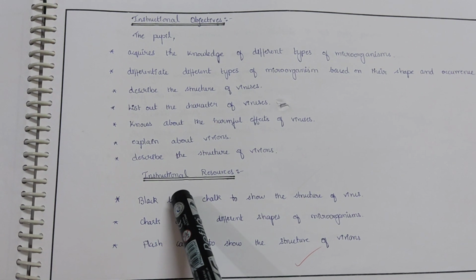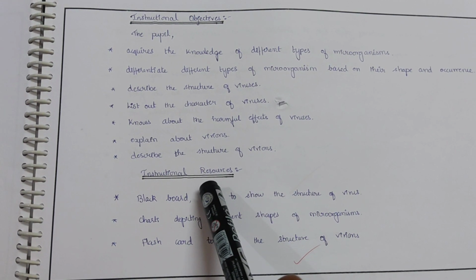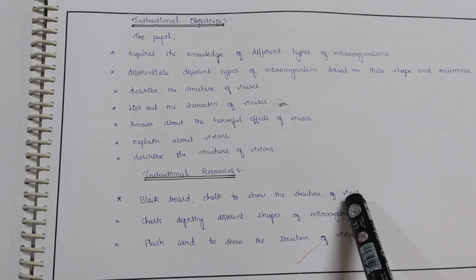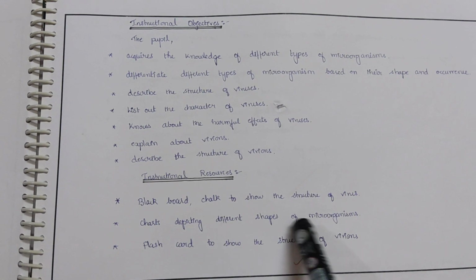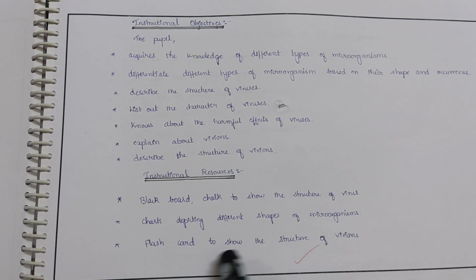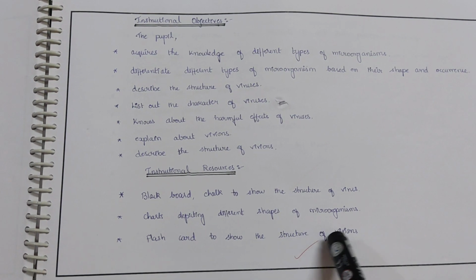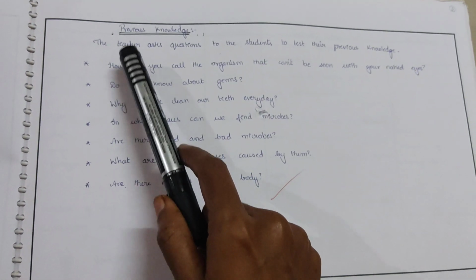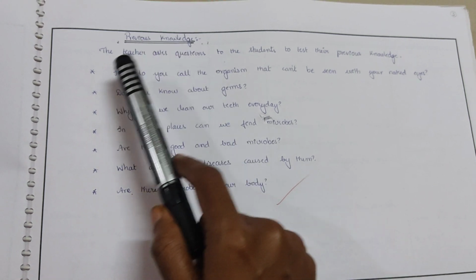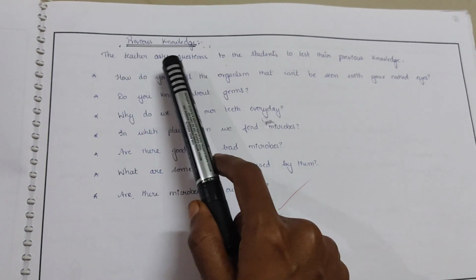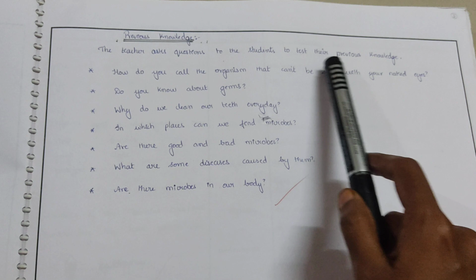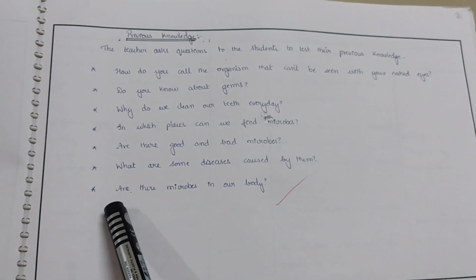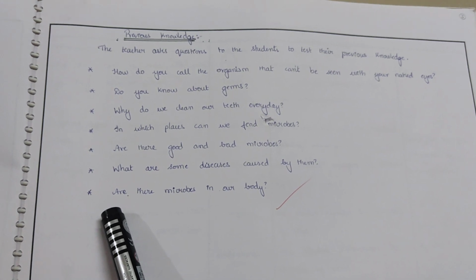Next subheading is instructional resources. Blackboard, chalk to show the structure of virus. Charts depicting different shapes of microorganisms, flashcard to show the structure of virions. On the next page, you will be writing the previous knowledge. It starts like: the teacher asks questions to the students to test their previous knowledge. Here you will be asking about 6 to 7 questions according to your idea.